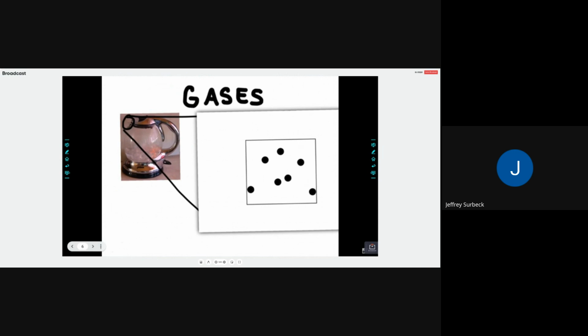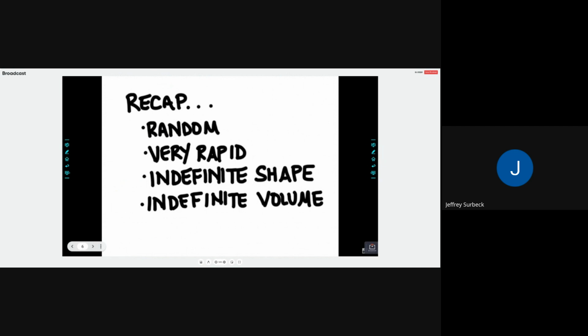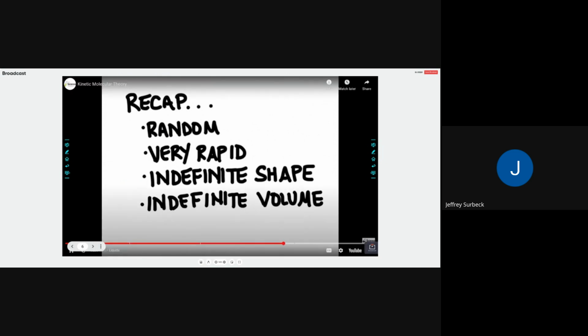So to recap what we know about gases, they move randomly and very, very quickly. They're so quick that the attractive forces are almost non-existent. They have an indefinite shape and an indefinite volume. Now, the rest of the lessons in this series are going to focus.